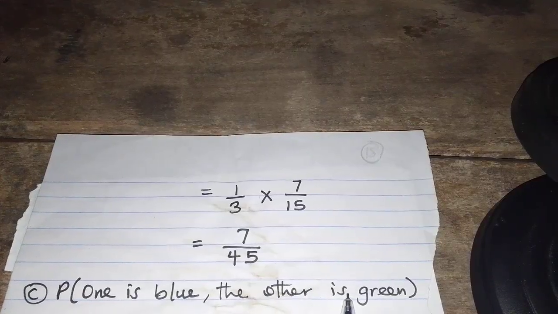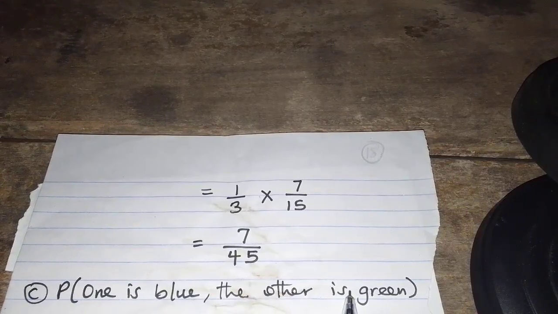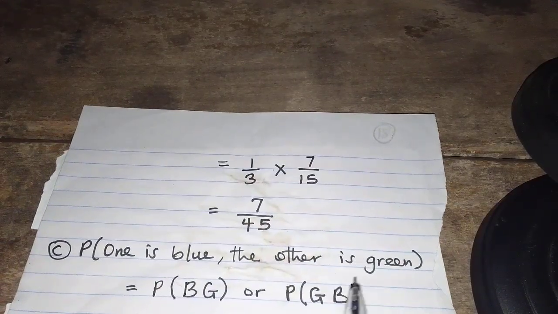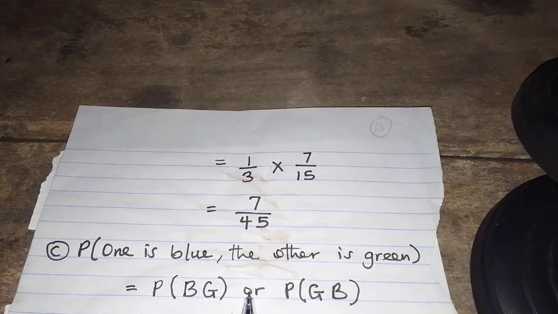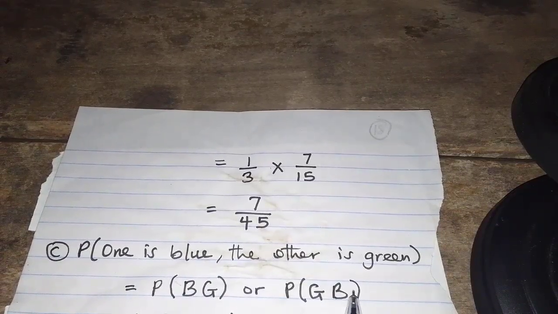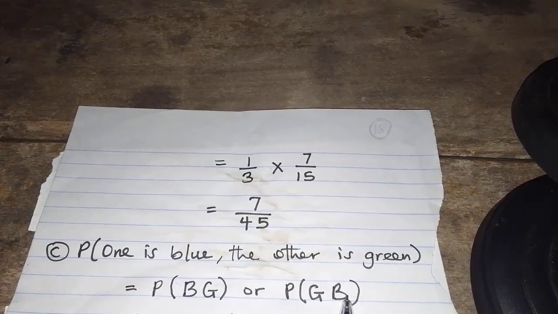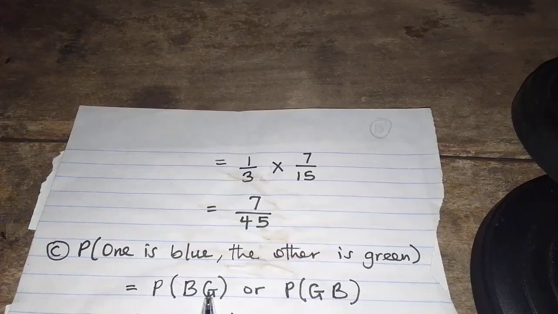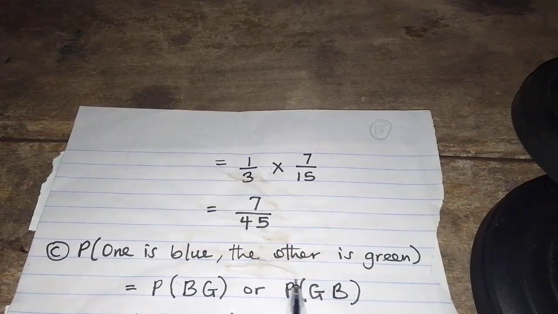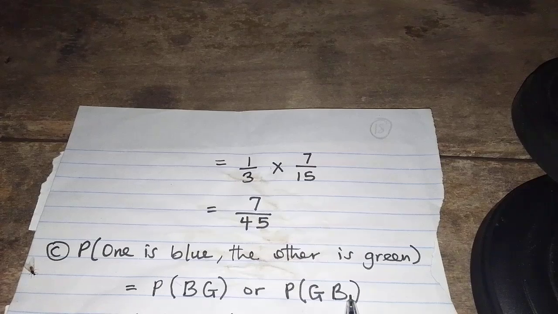Then the third one says, what is the probability of having one to be blue and the other green? Now we are not told if the blue should come first or the green should come first. So in this situation, we are going to try the 2 possible ways in which this can happen. It's either we have the blue first before the green, or we have the green first before the blue ball. So that means it's either the probability of blue and green, or the probability of green and blue.